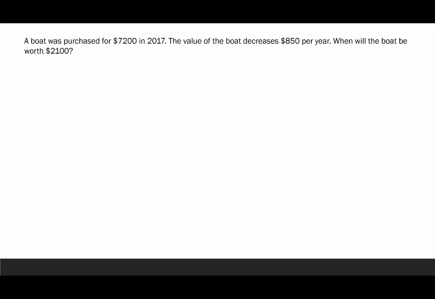A boat was purchased for $7,200 in 2017. The value of the boat decreases $850 per year. When will the boat be worth $2,100? The initial value is the $7,200, so let's call that B, and the boat is decreasing by $850 per year, so this is our slope, but when we put it in, we really want to make it negative to show the decrease. Let's turn this into an equation.